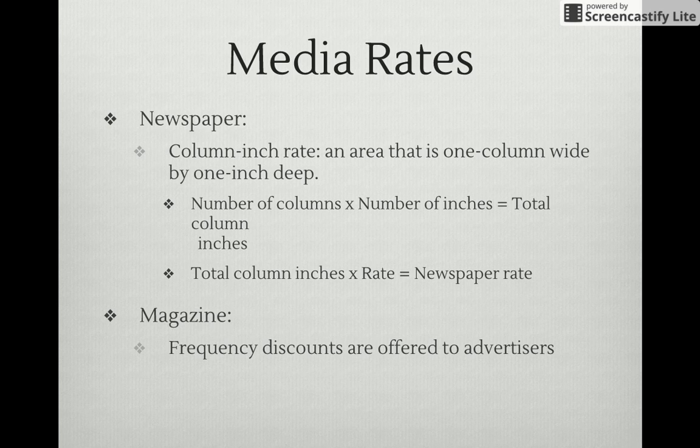So what they do is they take the number of columns that you're using for your advertisement and times it by the number of inches it's taking up, and that would equal the total column inches. And then once they have the total column inches, they times that by whatever rate they're using, and that equals that newspaper rate. So for example, if your total column inches are 4, and then the rate is 25 cents, you do 4 times 0.25, and you would get your newspaper rate.